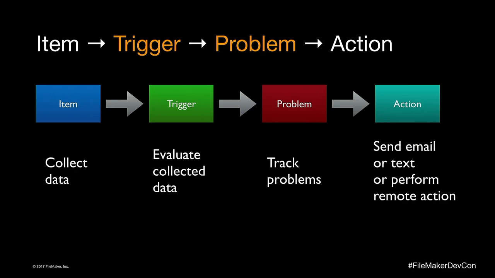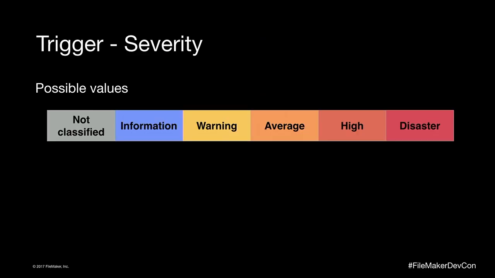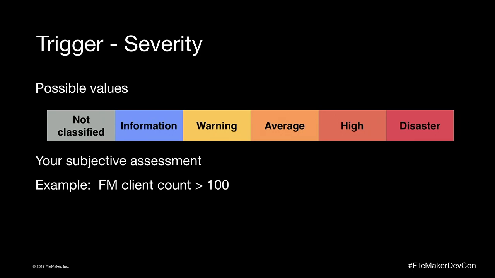Once we've built out a collection of items, then we'll want to create some triggers that would evaluate the data collected by those items and then potentially identify and track problems for us. When you create a trigger, you will need to assign it a severity, and here are the possible options that you can select from. Which one you choose is entirely your own choice, and that might change depending on the kind of solution that you're monitoring. For instance, let's say that we're tracking the number of FileMaker clients connected to a FileMaker server.